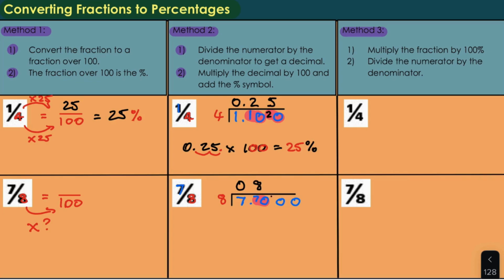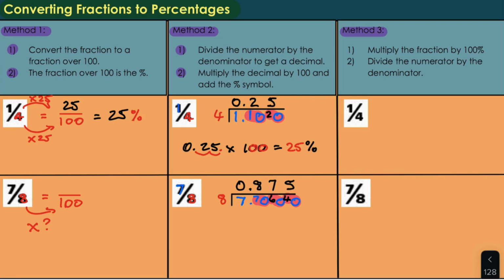The remainder is 6. How many 8's go into 60? That would be 7 8's. 7 multiplied by 8 is 56, plus 4, so 4 is the remainder. How many 8's go into 40? That would be 5 8's. Don't forget my decimal point.